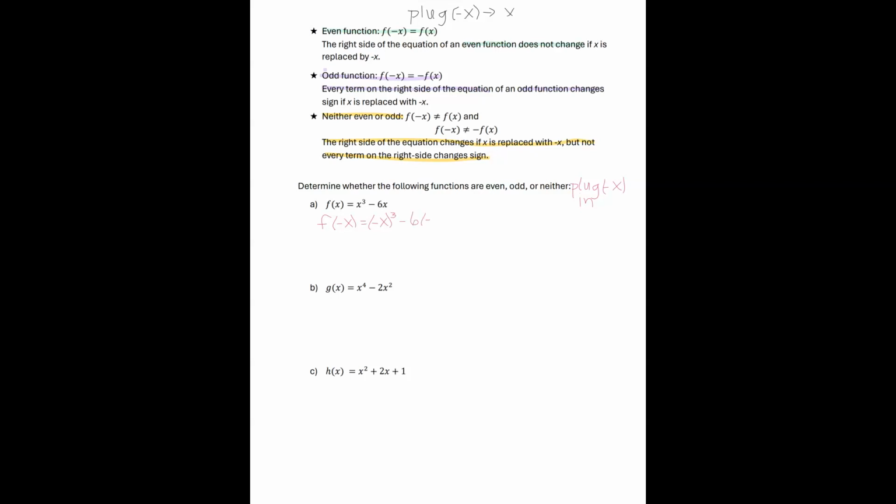Times our negative x. Now, if we cube a negative, it still stays negative, correct? So that's going to be a negative x cubed. And a negative times a negative is a positive.